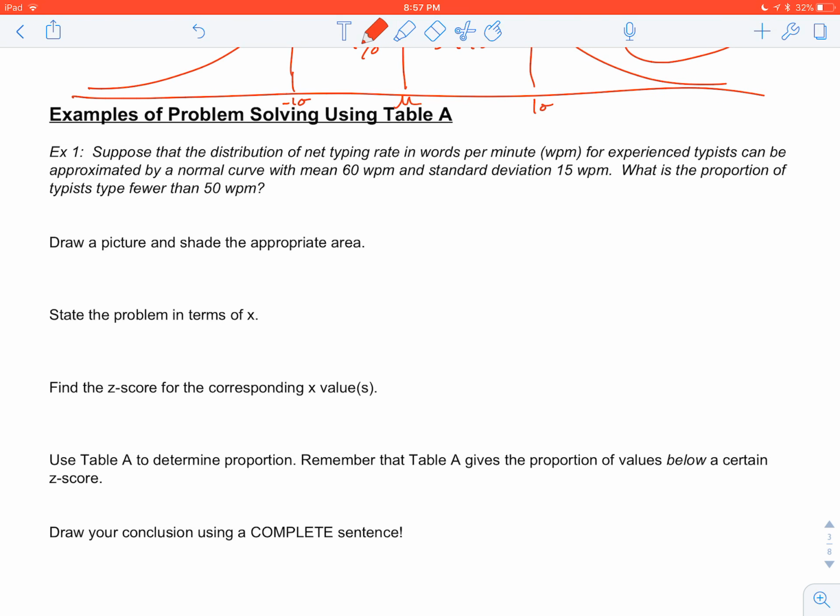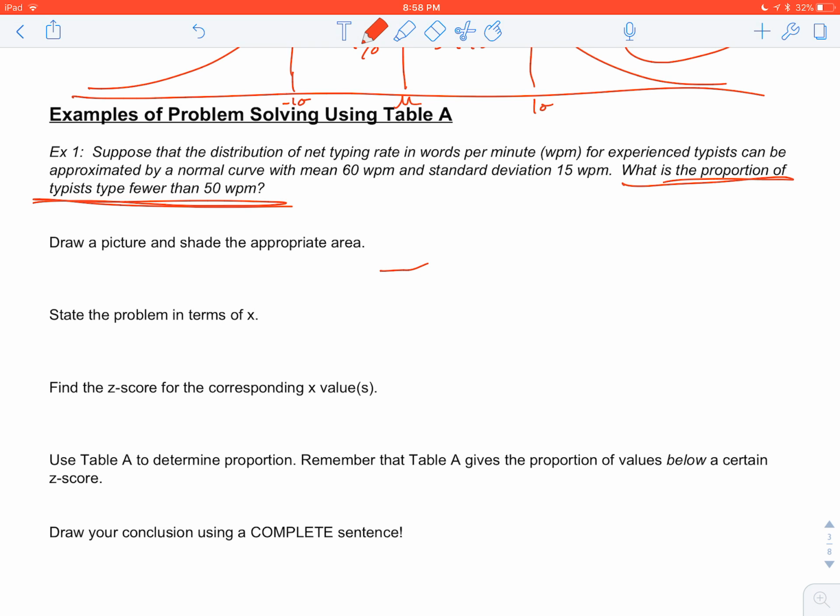So example 1, suppose that the distribution of net typing rate in words per minute, or WPM, for experienced typists can be approximated by a normal curve with a mean of 60 words per minute and a standard deviation of 15 words per minute. What is the proportion of typists that type fewer than 50 words per minute? We're going to draw a picture and shade the appropriate area.